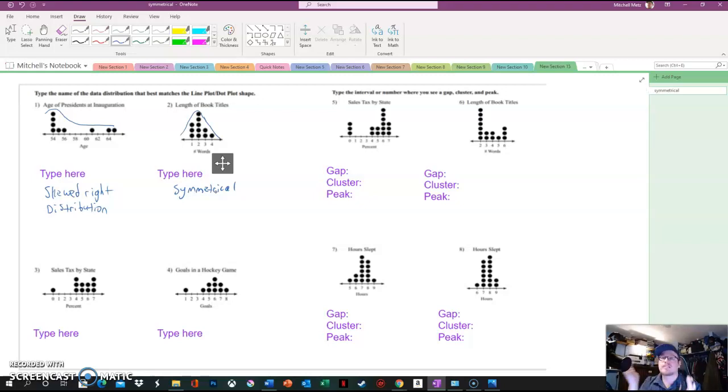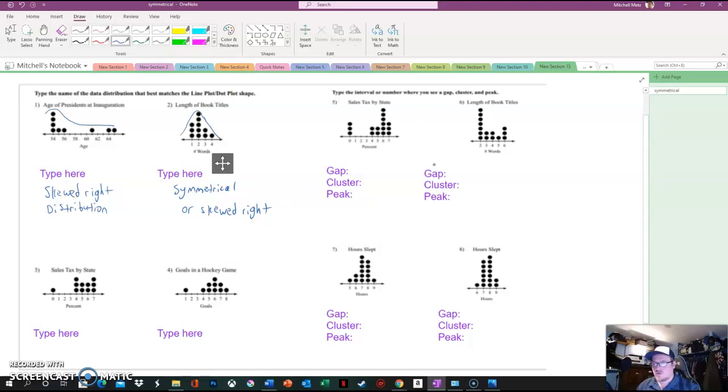So I could also see if you were to say it was skewed right. This is why I asked you to please tell me why. So it could be symmetrical or skewed right. Again, it's your interpretation. It's what you think best represents it. You only have to pick one. You don't have to put both of these. I want you to pick which one you think it is.